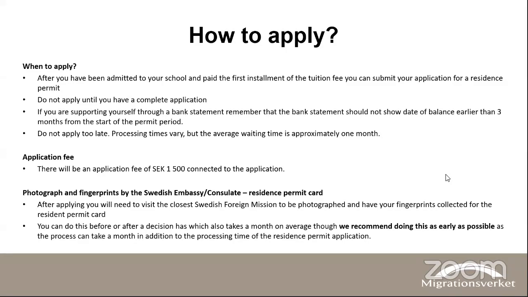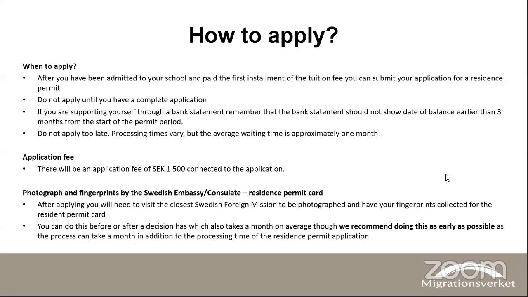Do not apply too late. Processing time may vary, but the average waiting time is approximately 1 month. In most cases, you will also have to pay a fee. The fee is currently 1,500 for adults, and for co-applicant children, it's 750.